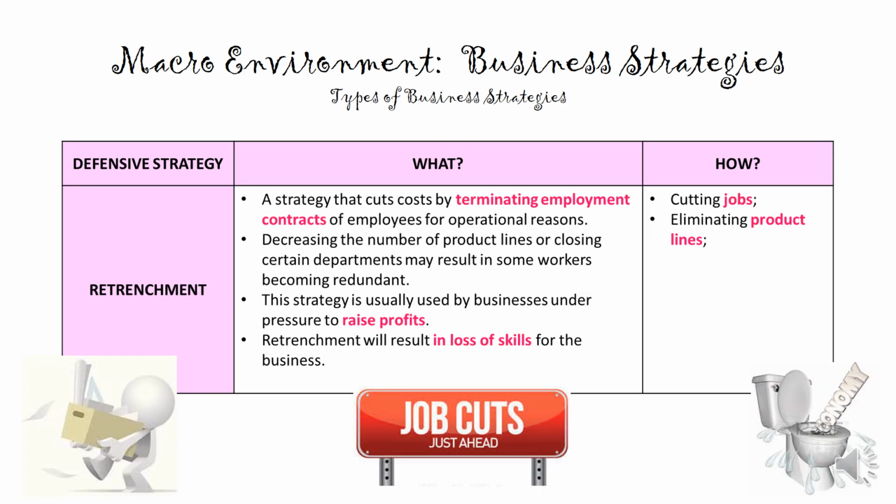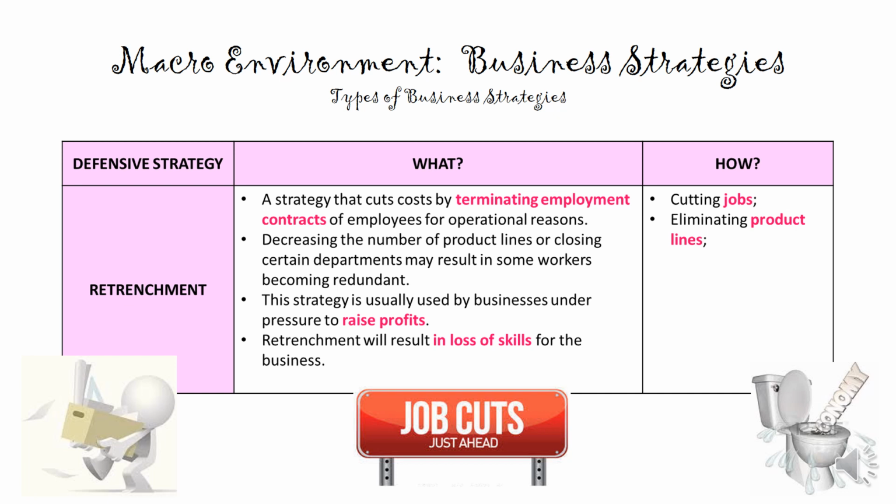Right, the second defensive strategy is called retrenchment. Okay, we've spoken about this before when we did HR as well. So this is the strategy where the business can decrease their production cost by terminating employment contracts for operational reasons. All right, so in other words, the business is busy making a loss. Their production costs are simply too high. They cannot cover all of their production costs. They cannot afford to pay as much in wages and salaries as they did before because their revenue is dropping.